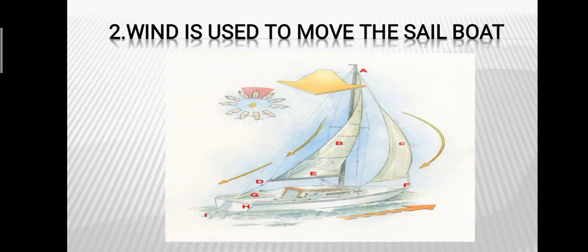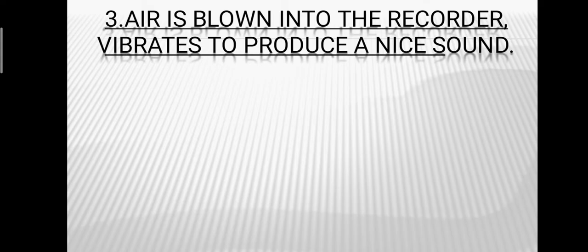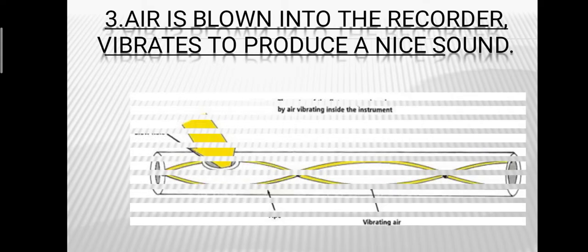As you can see here, the wind pressures the curtains of the sailboat, and they will push the sailboat curtains in one direction, and the air will exert pressure from this direction, and the boat will eventually move in the opposite direction. Okay. Number three, air is blown into the recorders, which vibrates to produce a nice sound.